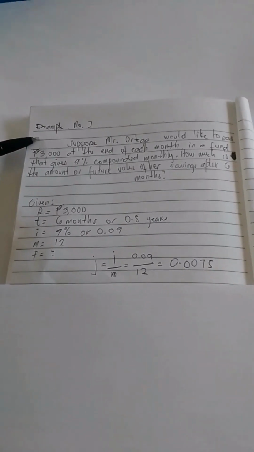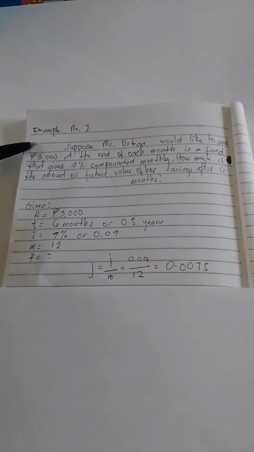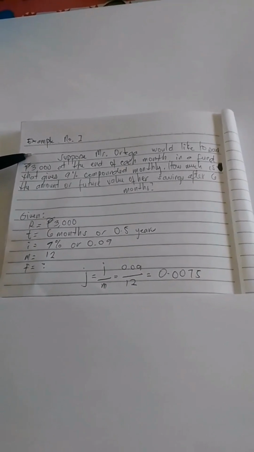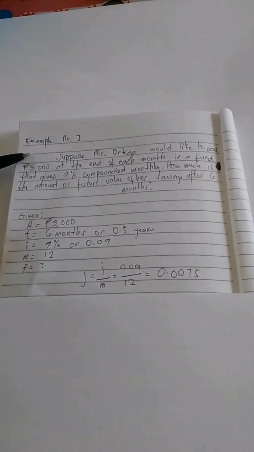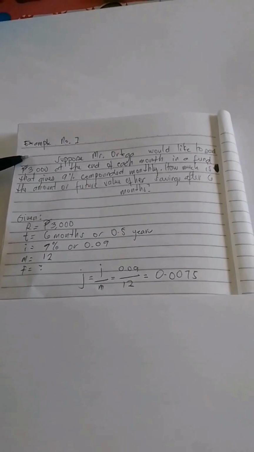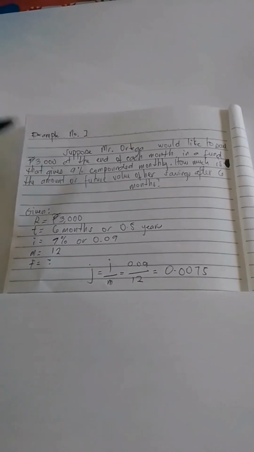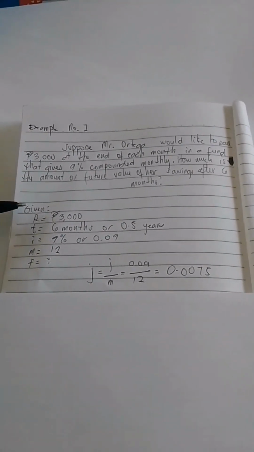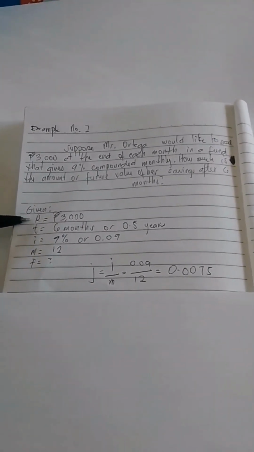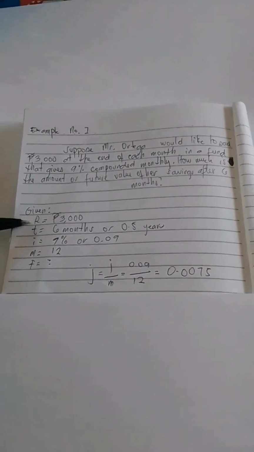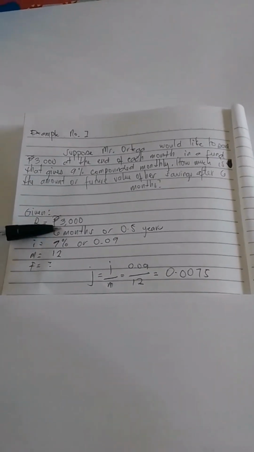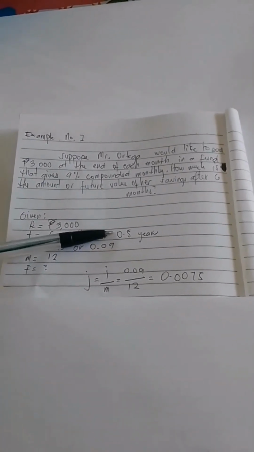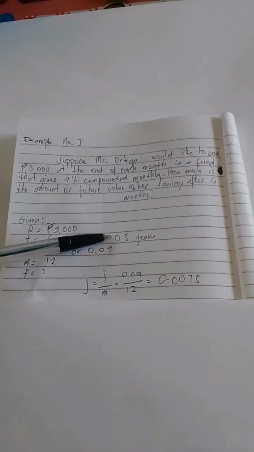Example number 1. Suppose Mr. Ortega would like to save 3,000 pesos at the end of each month in a fund that gives 9% compounded monthly. How much is the amount or future value of her savings after 6 months? So let's write the given. The first is R, which is 3,000 pesos, and the time is 6 months or 0.5 years.